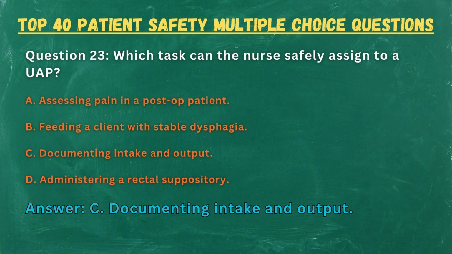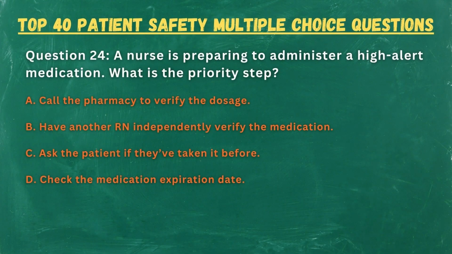Answer: C. Documenting intake and output. Question 24. A nurse is preparing to administer a high-alert medication. What is the priority step? A. Call the pharmacy to verify the dosage. B. Have another RN independently verify the medication. C. Ask the patient if they've taken it before. D. Check the medication expiration date.